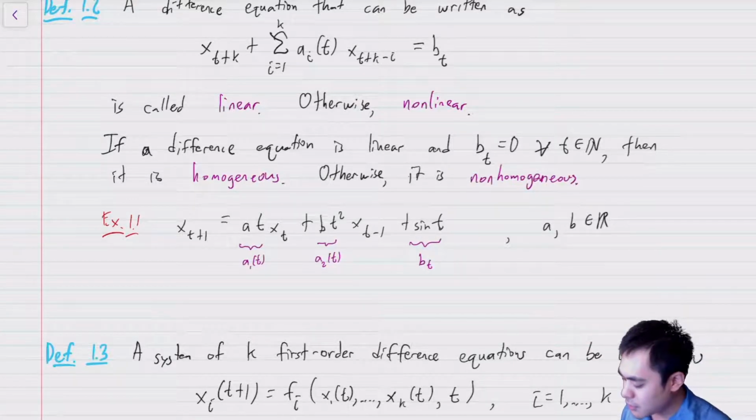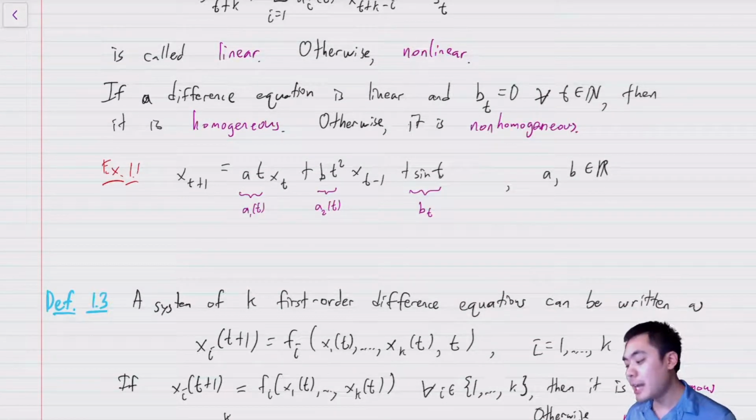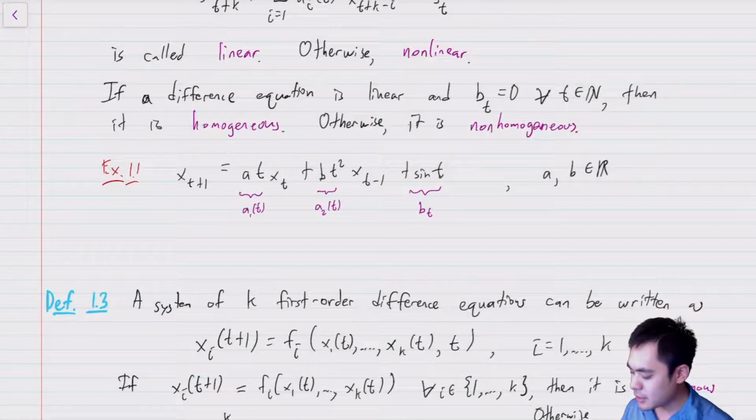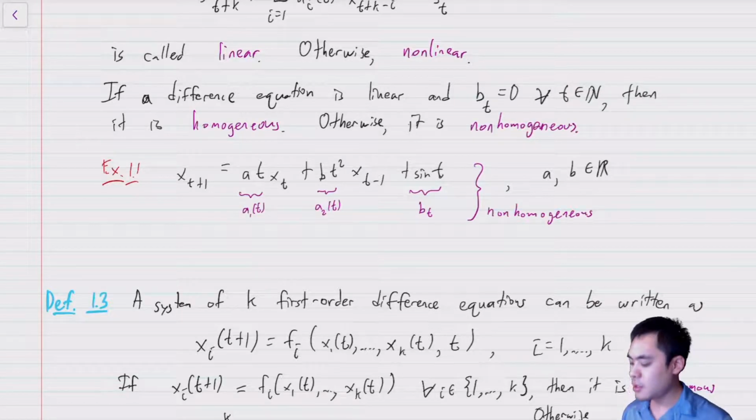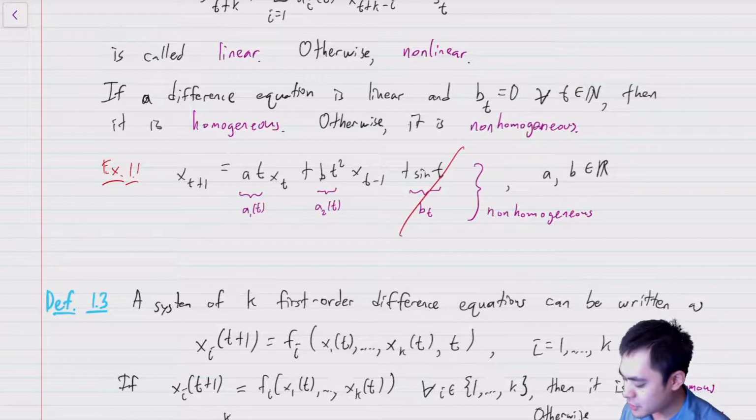Unfortunately, as you'll notice, we have b sub t is equal to sine of t, which is not equal to 0, and so therefore this is non-homogeneous. But of course, if we take out the sine of t variable here, so if we cross this out, then all of a sudden the remaining stuff is homogeneous.